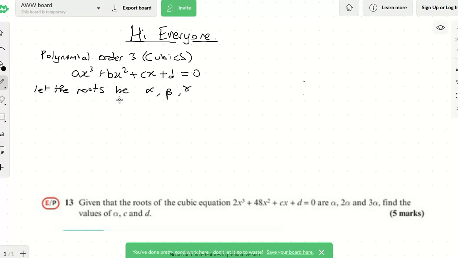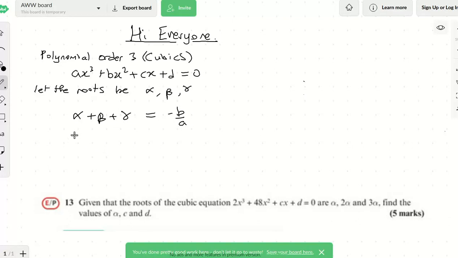Okay, so what can we say about the roots this time? Well, the sum of the roots, alpha plus beta plus gamma, is going to be equal to minus b over a again. Yeah, so it works the same way. You always start at minus b over a. The sum is always equal to minus b over a.